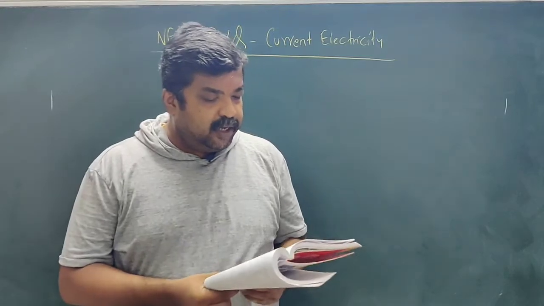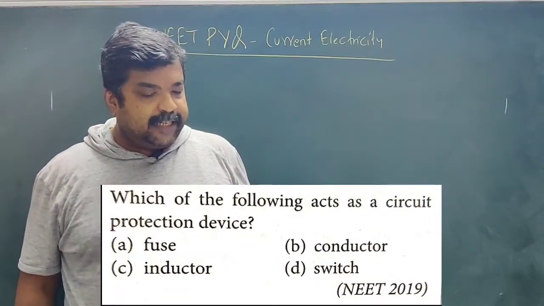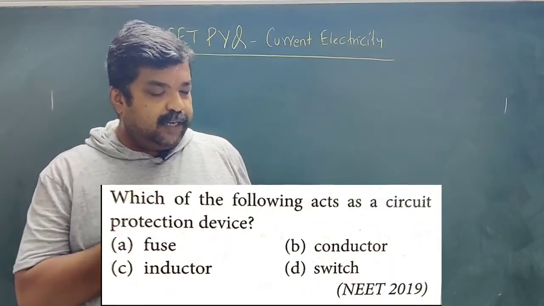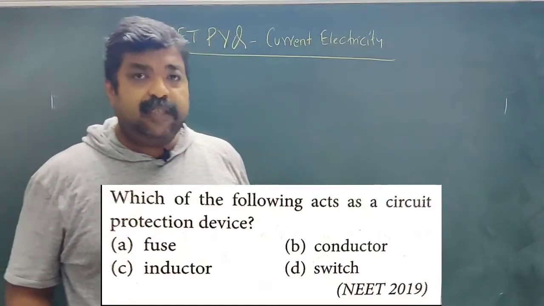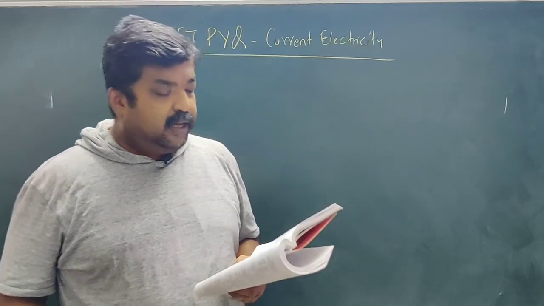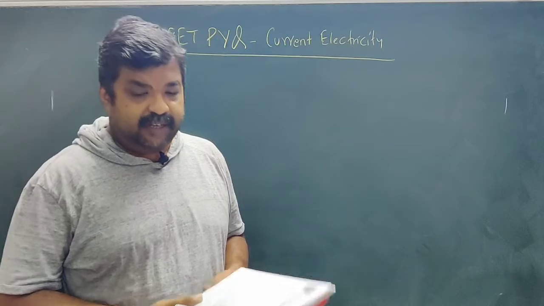Next question is again from NEET 2019. Which of the following acts as a circuit protection device? You have fuse, conductor, inductor and switch. This is quite a common question. The answer is fuse. A fuse is a device which is used as a circuit protection device.